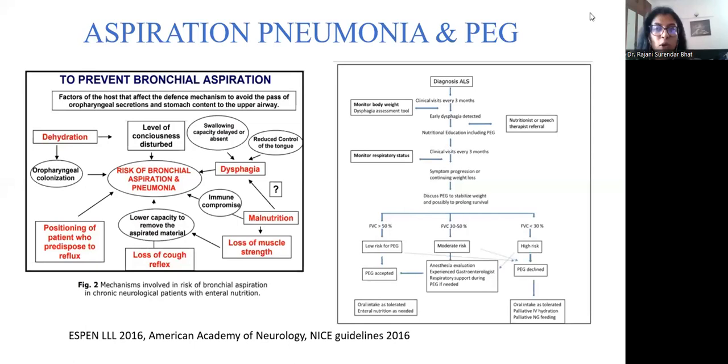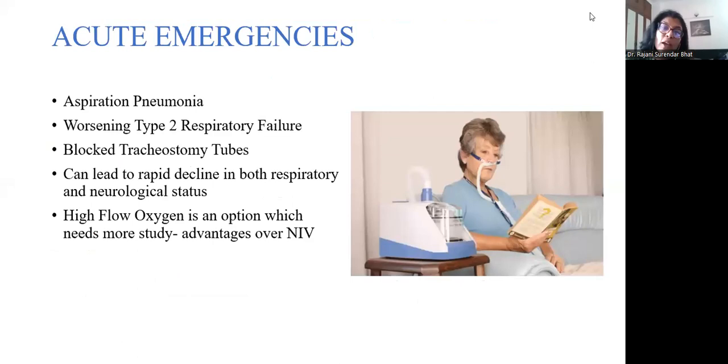Acute emergencies: every family should have a plan for acute emergency. What am I going to do if there is a worsening? Is this a patient who has had repeated hospitalizations? Do they want to go to the hospital? Do they not want to go to the hospital? If it's a patient with a tracheostomy at home, what's the immediate care the family caregiver can do? So these plans should be explained to any patient who has chronic respiratory problems and tends to have acute exacerbations.